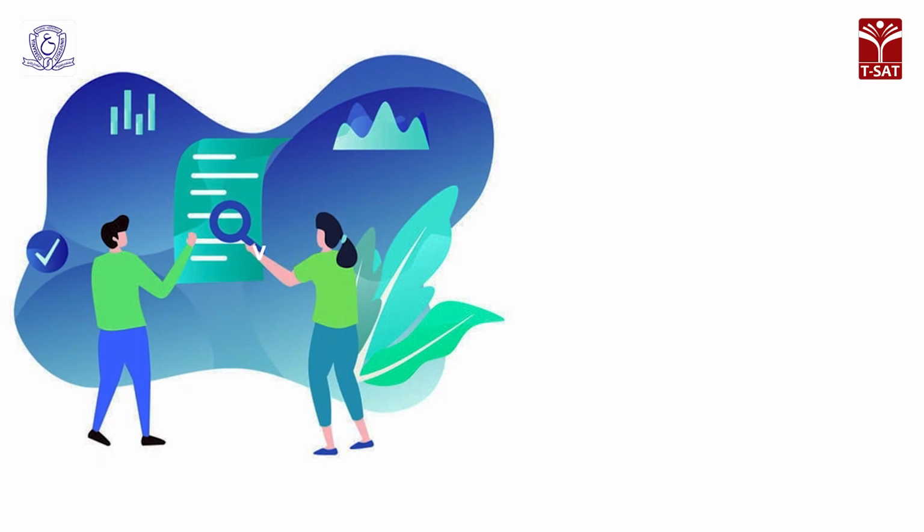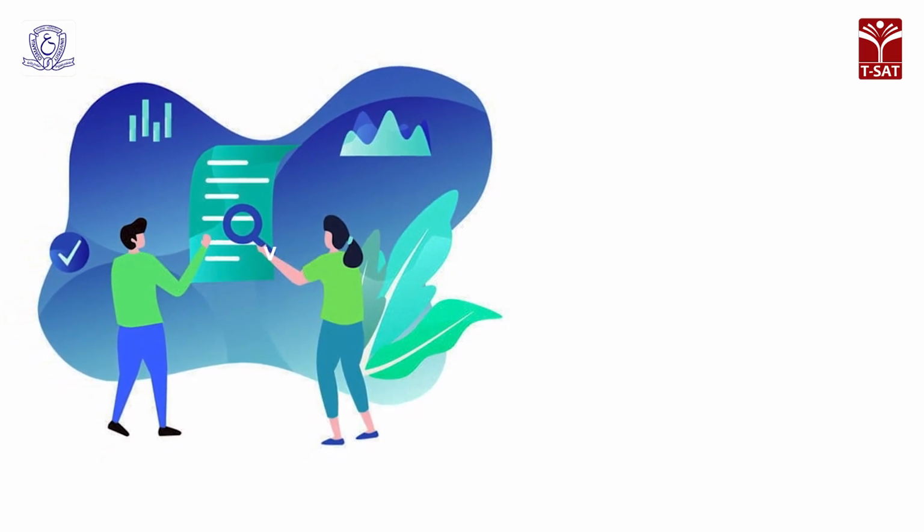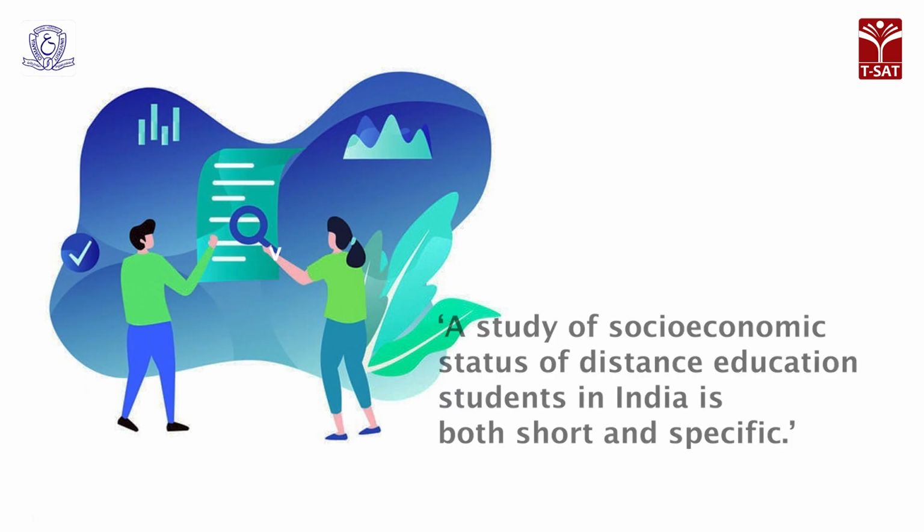Next step is to define and state a research problem. The statement should be self-explanatory, at the same time precise. For example, a statement like a study of socio-economic status of distance education students in India is both short and specific. It specifies the scope of the study, namely socio-economic status, distance education students as a sample and India as a geographical spread. Before you formulate your research problem, you will be better advised to examine statements of research problems from the journals and reports documenting research in distance education.